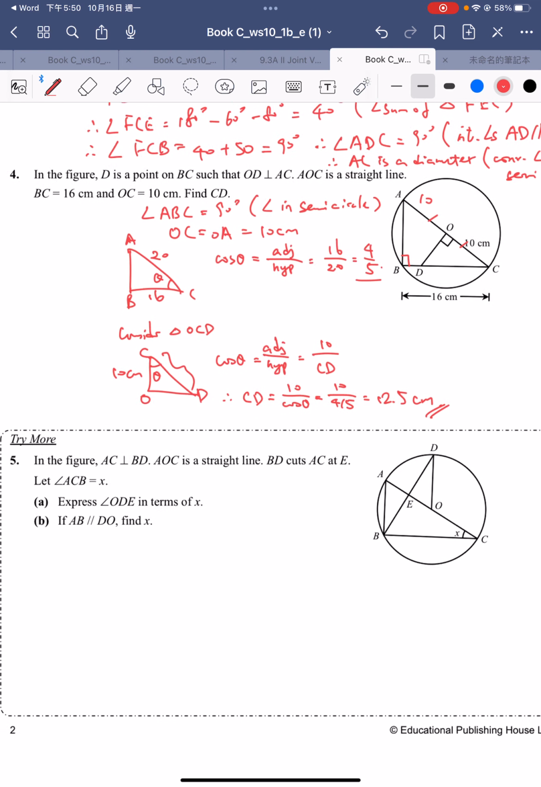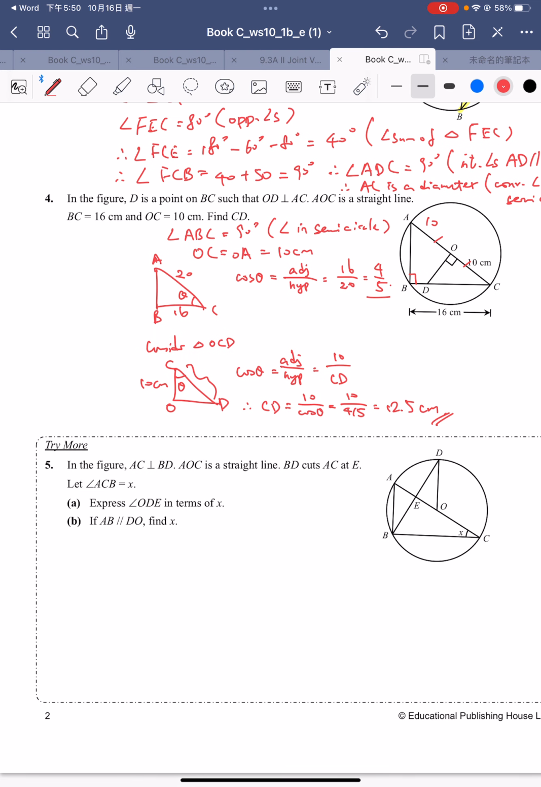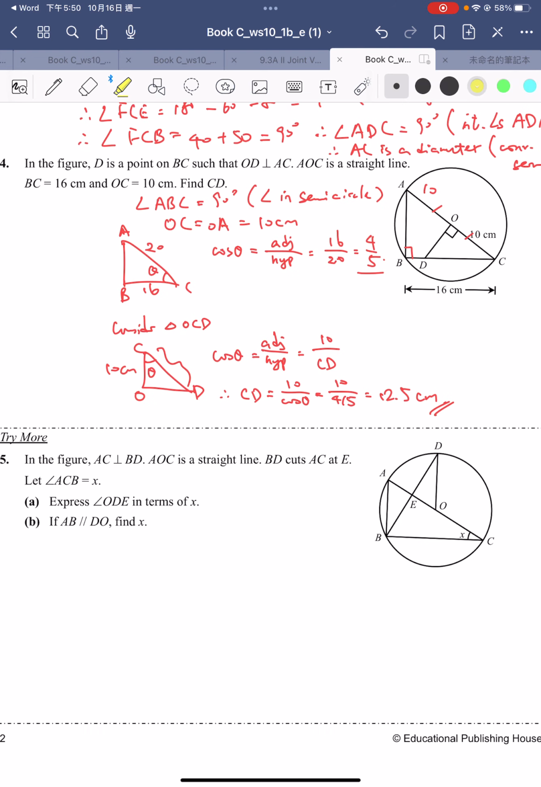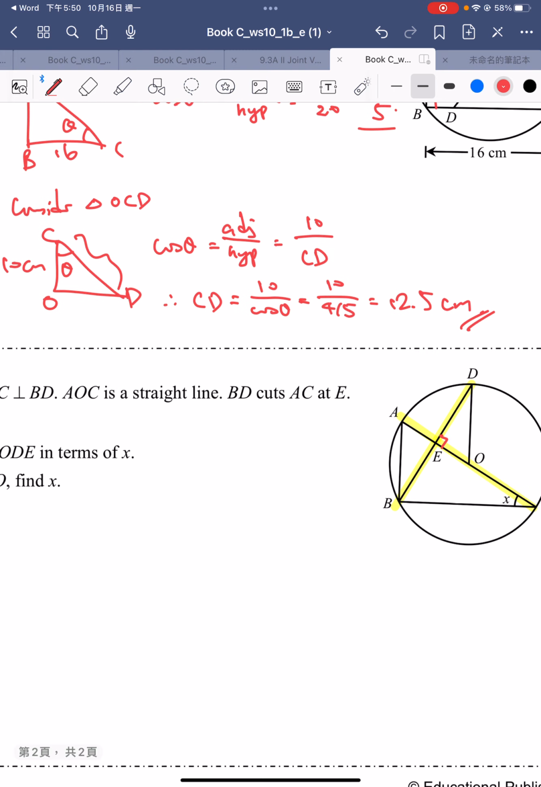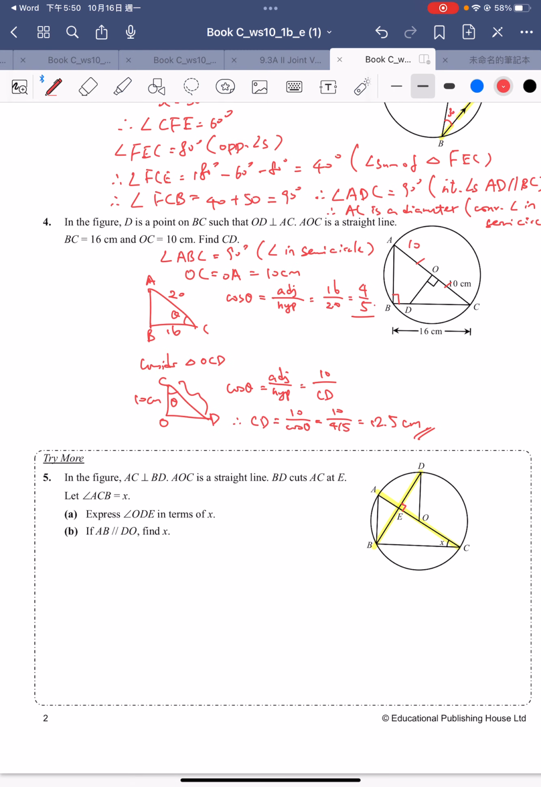So the last part, we have question 5. In the figure, we have AC is perpendicular to BD. So where is AC? This is AC, which passes through O, and we have BD as well. So these two lines are perpendicular. Perpendicular means that DEC is going to be 90 degrees, so the other three angles are going to be 90 degrees as well.